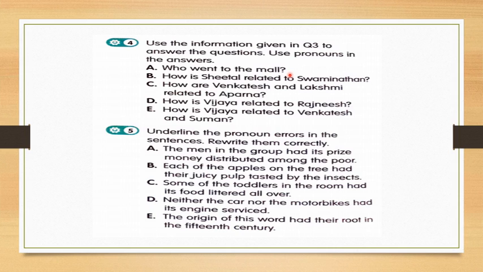Vijaya and her family went to the mall. Vijaya and her. Here we are using her as a pronoun, correct? Very nice. So you have to complete B, C, D, E. Fifth one. Underline the pronoun errors in the sentences and you have to rewrite them correctly.